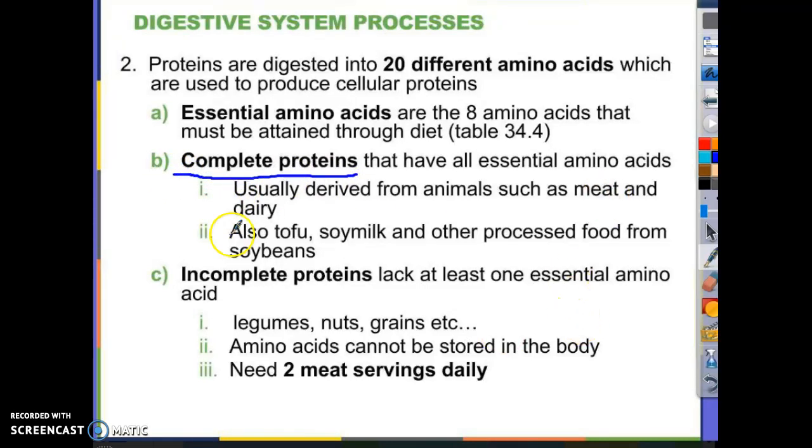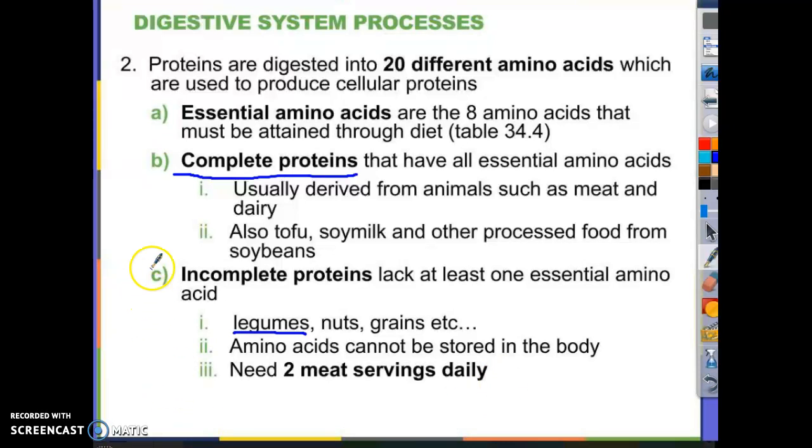If you eat meat or dairy, you're probably getting complete proteins. We also have protein in tofu, which is made of soy, and then soy milk, and other food that's processed from soybeans. So that is another source. Also legumes and those kinds of things have protein in them. They're not a complete protein though, so you have to be careful. So if you are not eating meat, you have to make sure that you're getting a complete protein. And you have to eat complete proteins every single day because amino acids are not stored in the body.